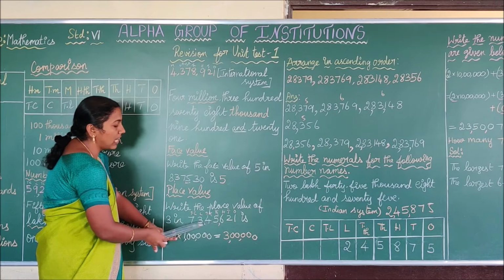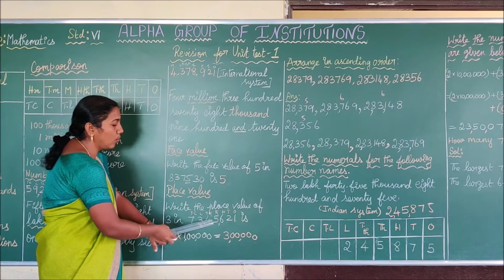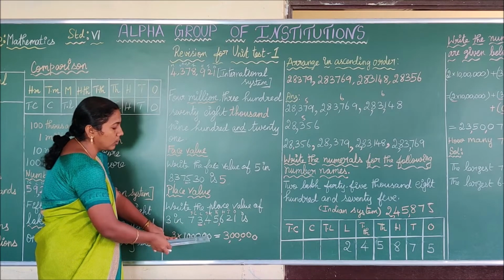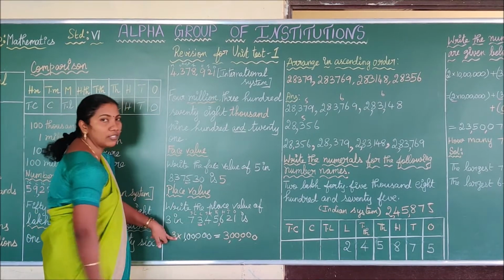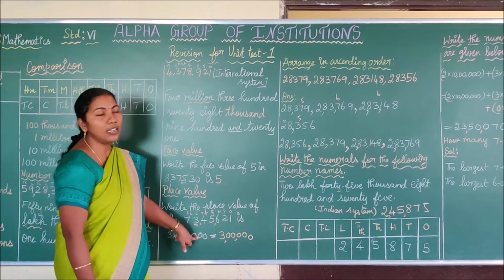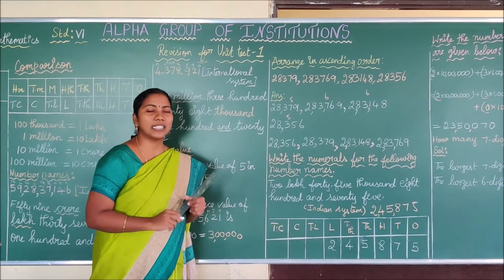Otherwise you count the digits after the 3. 1, 2, 3, 4, 5. So you have to add the 5 zeros with 1. 1, 2, 3, 4, 5. So you can easily write the place value of the given number. Is it clear, children?